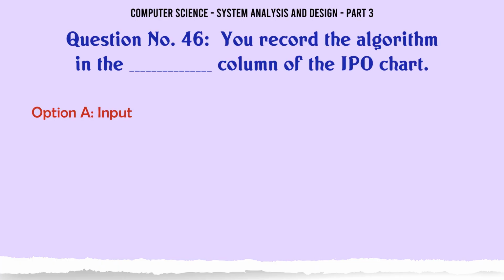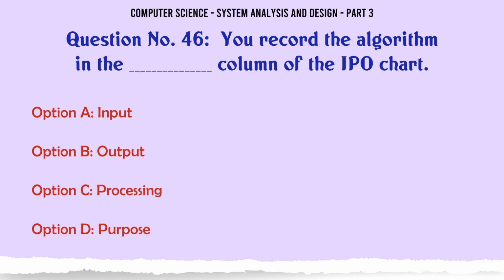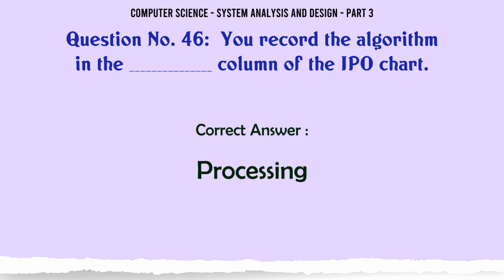You record the algorithm in the column of the IPO chart. A. Input. B. Output. C. Processing. D. Purpose. The correct answer is processing.